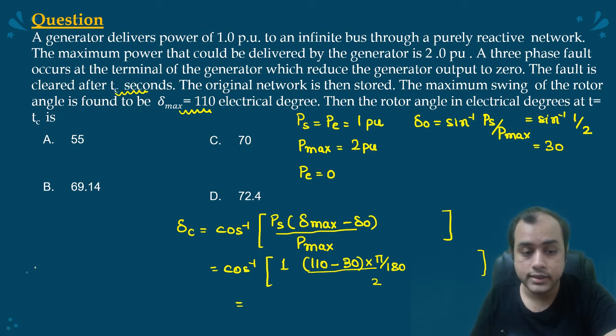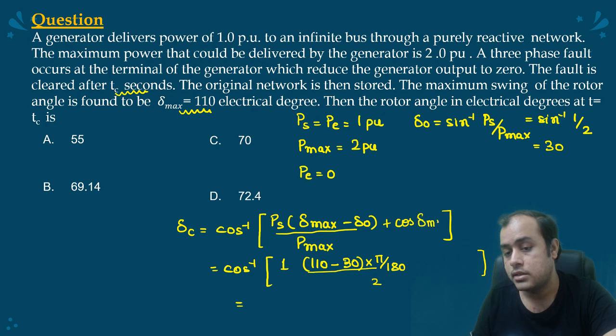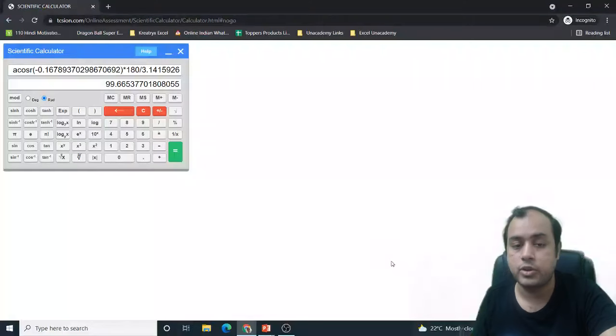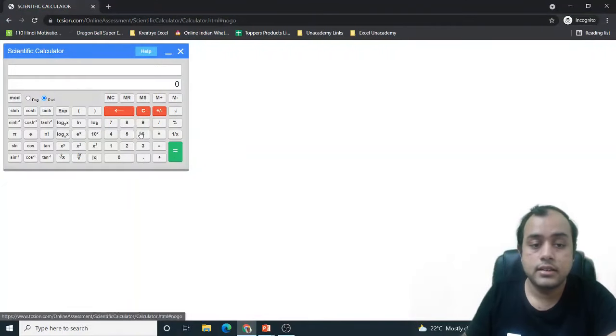Don't worry guys, once you read power system, you will understand these formulas. I am committing a mistake. This should be cos delta max. The formula itself was incorrect, so that is why it took time.